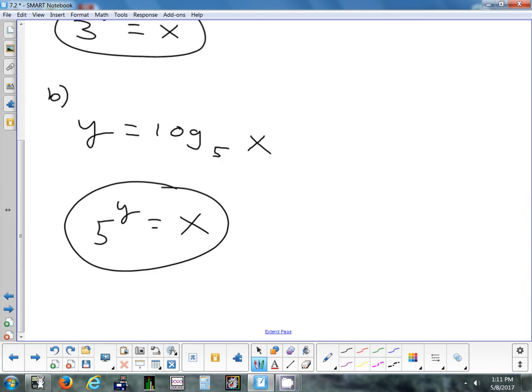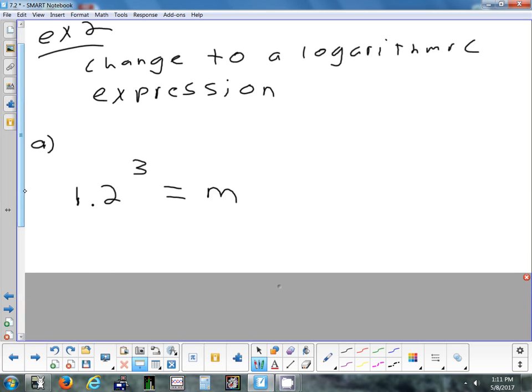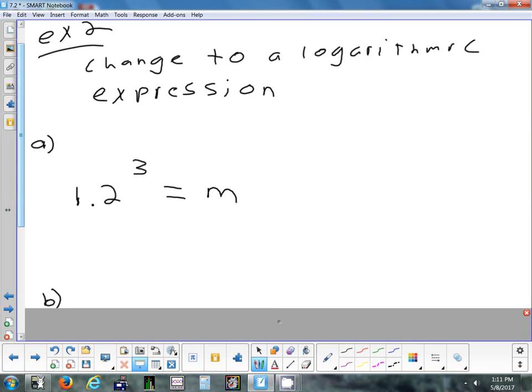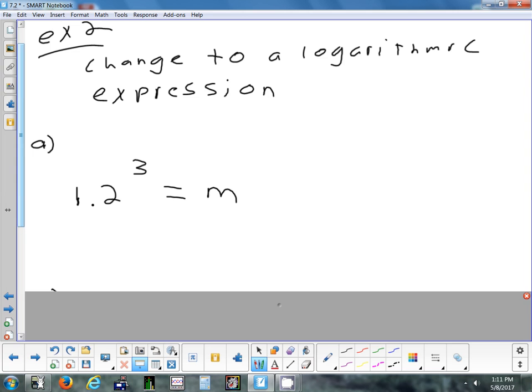Okay, any questions on that? Okay, so it's changing to exponential. Let's try it the other way. I want to change something that's in exponential back to log. Okay, if you're going to change it to log form, what's the very first thing you have to write down? Not yet, even before that, we need the word log, we need the function name. Okay, so that's the very first thing.